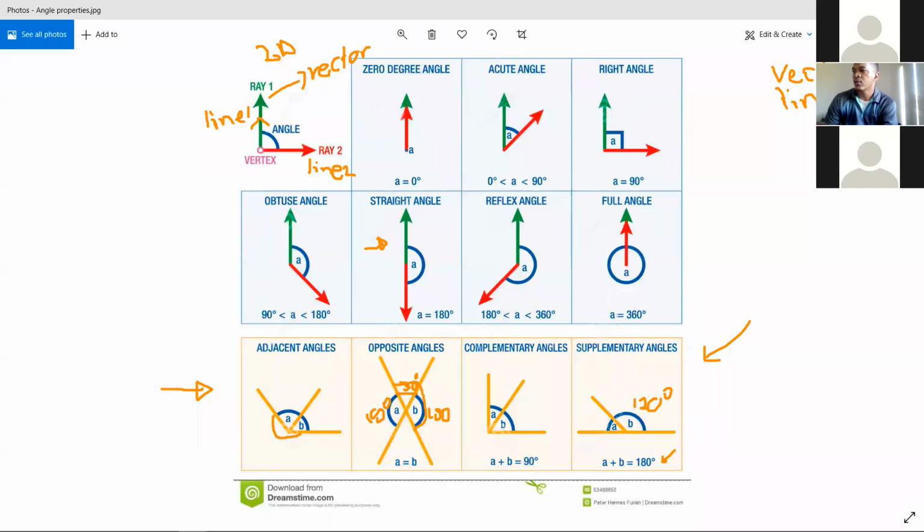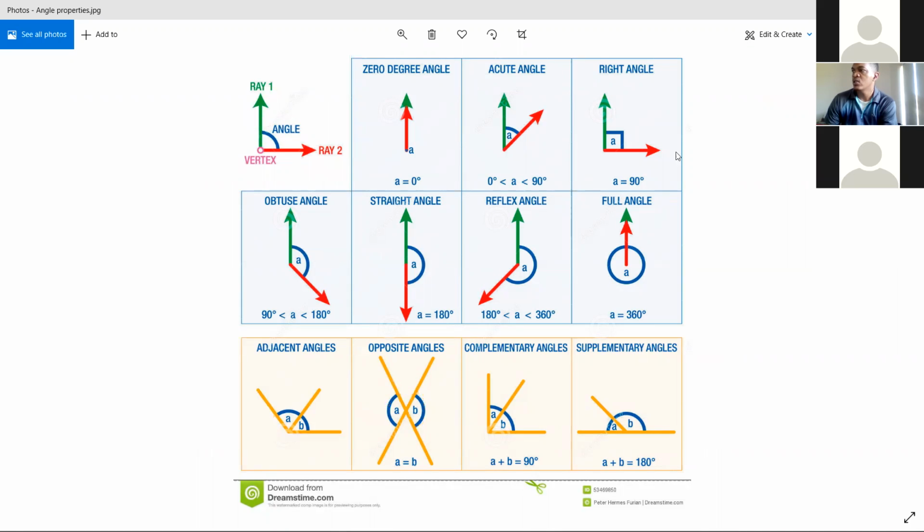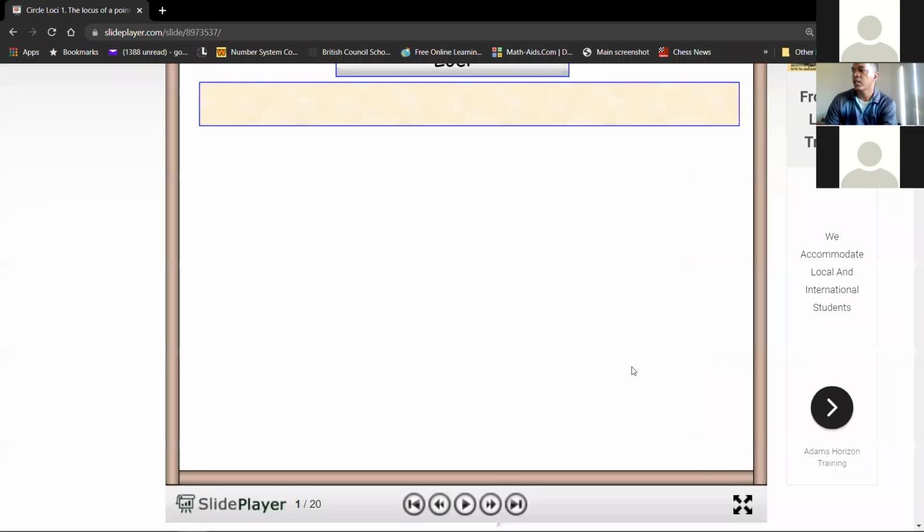So for now, I will close this and I'll clear the drawings. I will share this on the group as well so that you can have notes.